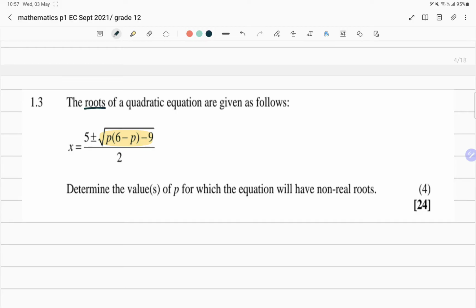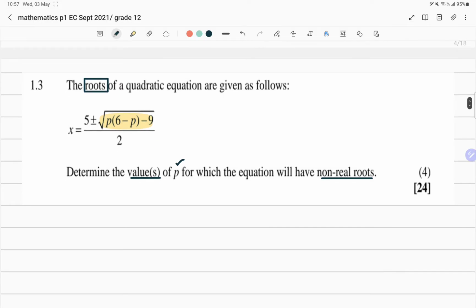So all we are going to be doing is, once you hear the word roots, you know that we're dealing with nature of the roots. Grade 11 work here. So it says determine the value or values of p for which the equation will have non-real roots. Okay, so this is easy.